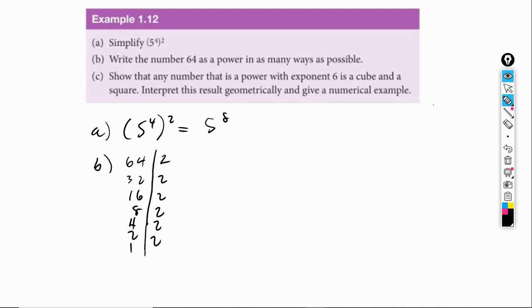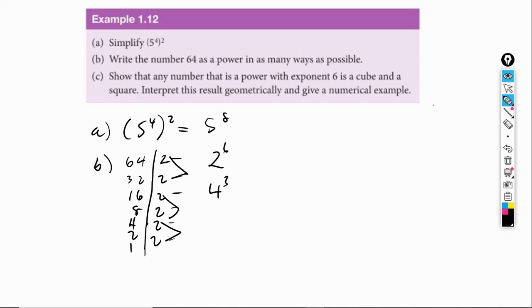So notice that we have 2 repeated here several times. We have it repeated 1, 2, 3, 4, 5, 6 times. So that means that 64 is the same as saying 2 to the power of 6. What other combinations can we make? Well, notice that if we have 2 times 2, 2 times 2, and 2 times 2, that's 4. And 4 to the power of 3 would then be also 64.